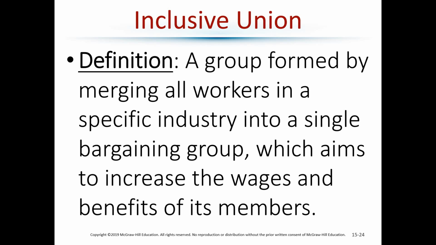The better book talks about the term monopsony. Monopsony is kind of like monopoly. Monopoly is a single seller. Monopsony is a single buyer in the market, right?